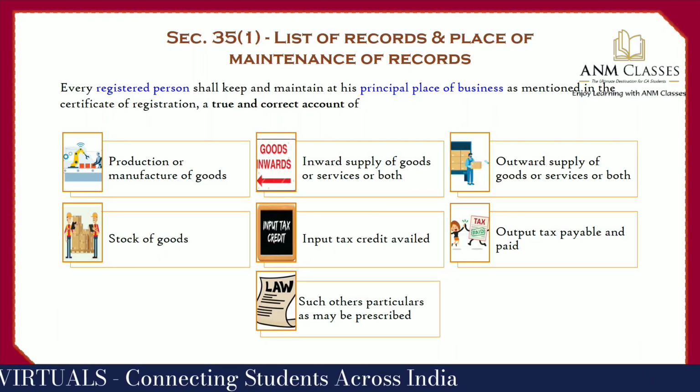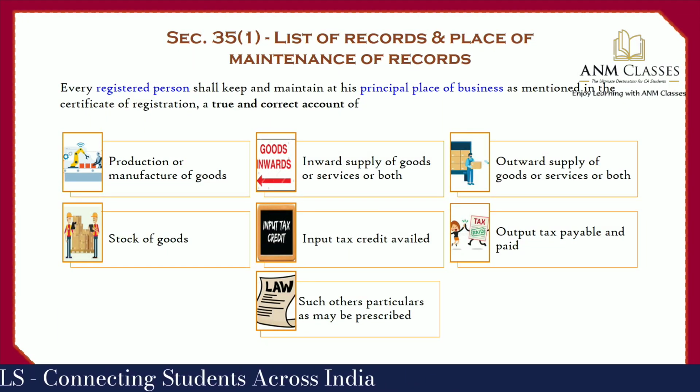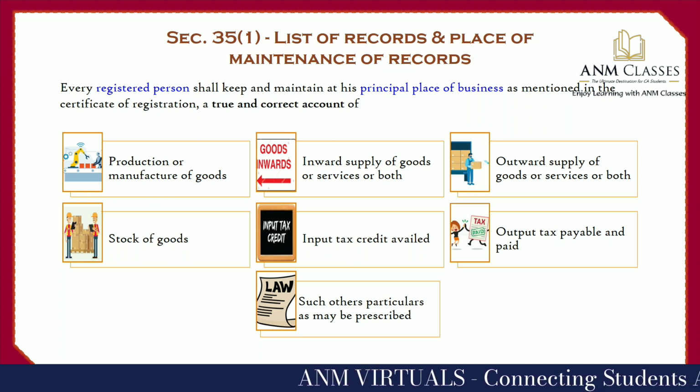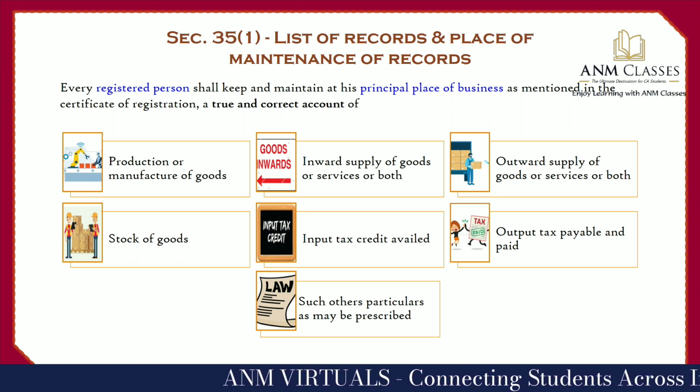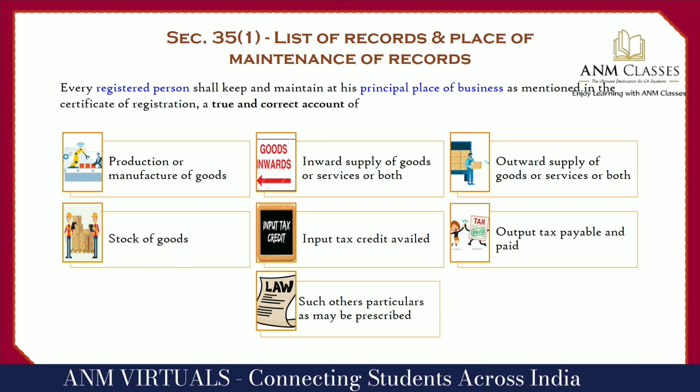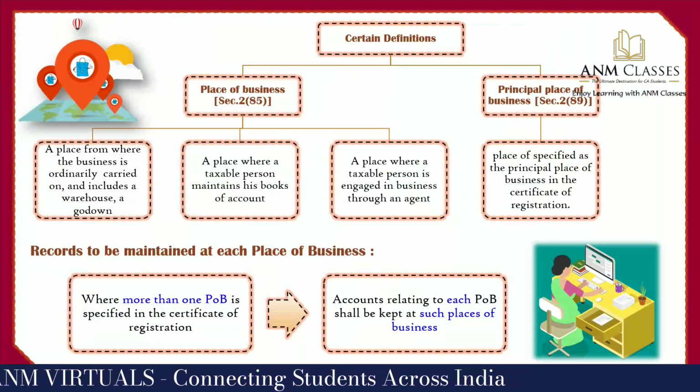What is 35 subsection 1? What are the list of records to be maintained? Number 1, production or manufacture of goods, inward supply of goods or services or both, outward supply of goods or services or both, stock of goods, input tax credit availed, output tax payable and paid, and such other particulars as may be prescribed. Where do these have to be maintained? Every registered person shall keep and maintain at his principal place of business, as mentioned in the registration, a true and correct account of this list of records. Yes or no?